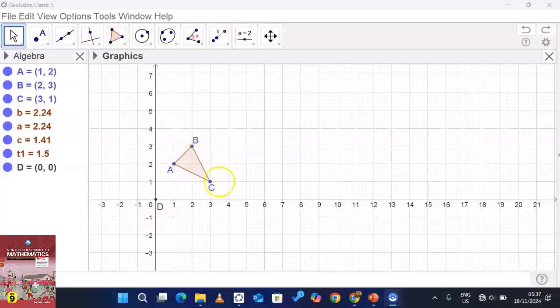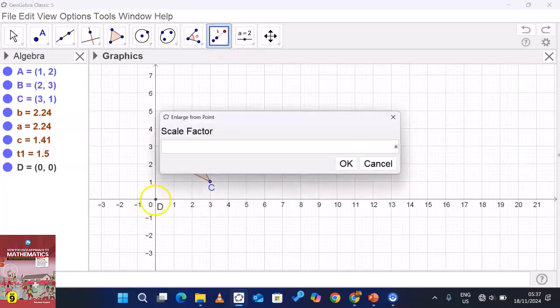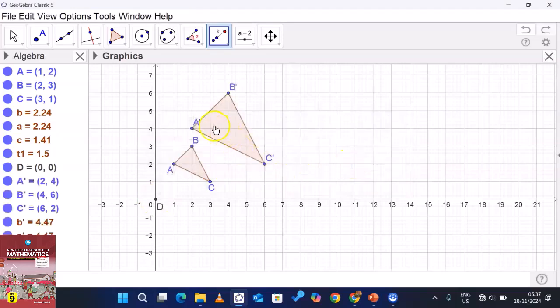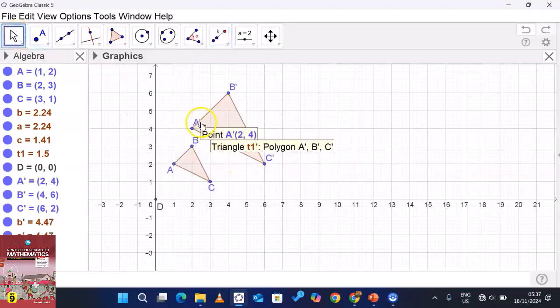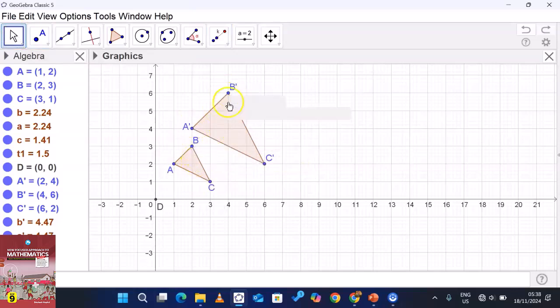Now we have points A, B, and C forming a triangle. We want to enlarge this one using a particular scale factor. Let's do this: we have this particular triangle to be enlarged using the point here, and I want to use scale factor 2. Now when I click on it, I get the enlargement of this figure. You can see here that A has moved to A prime, B to B prime, C to C prime, and the scale factor is positive 2.